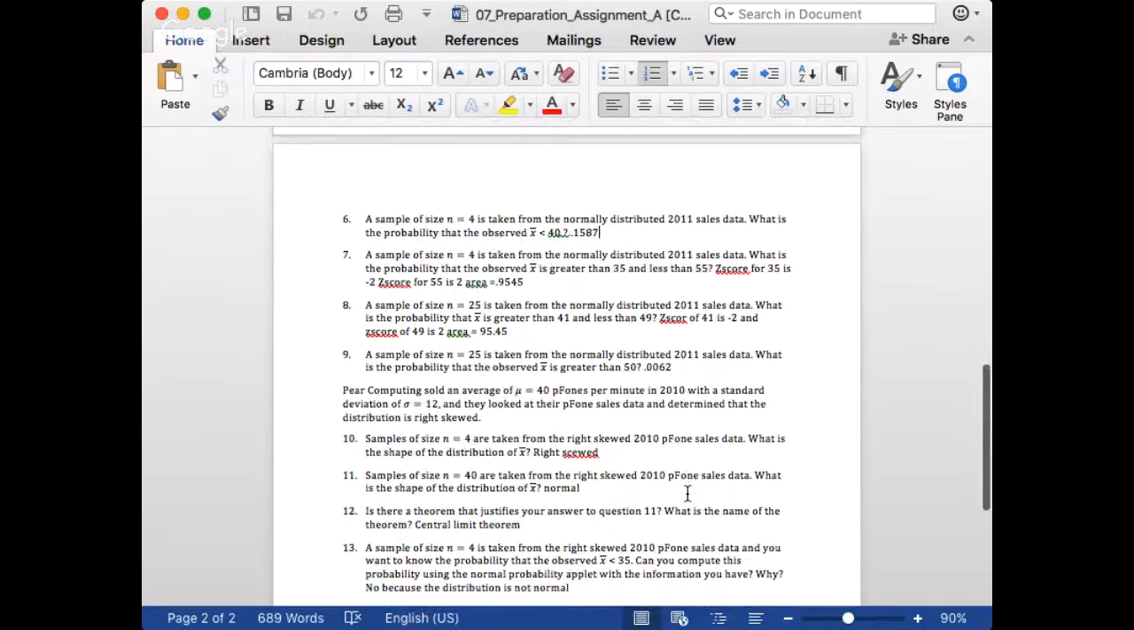So basically, if it's saying it's right skewed, then the data is going to be the same. It's not going to be skewed the opposite way.